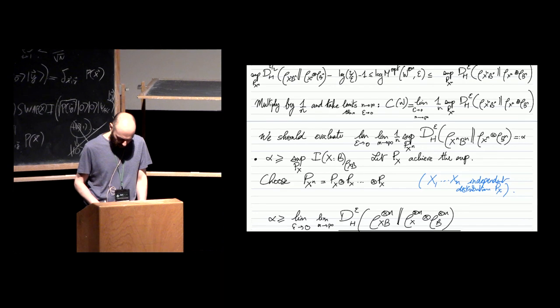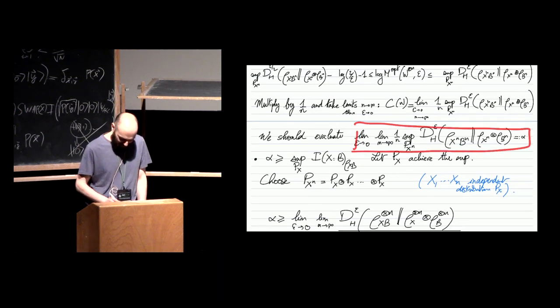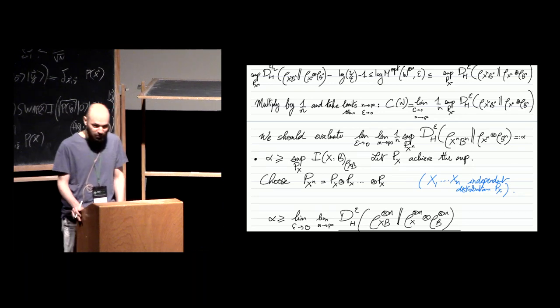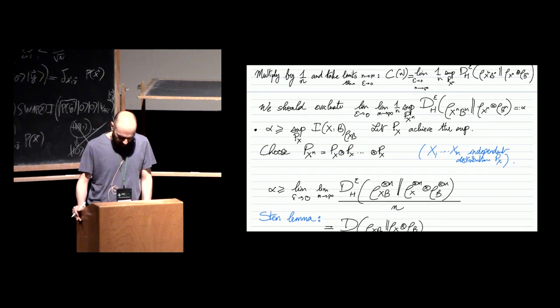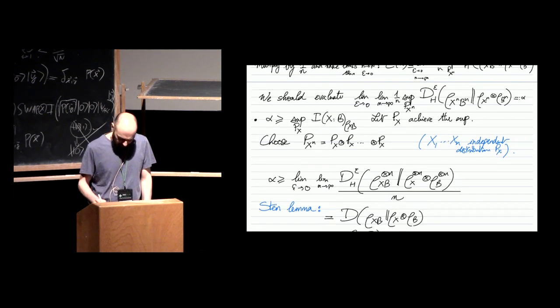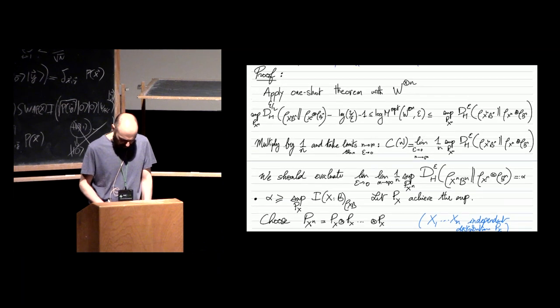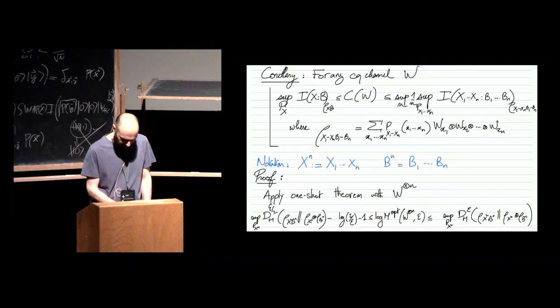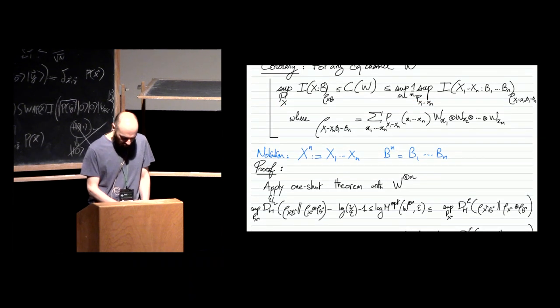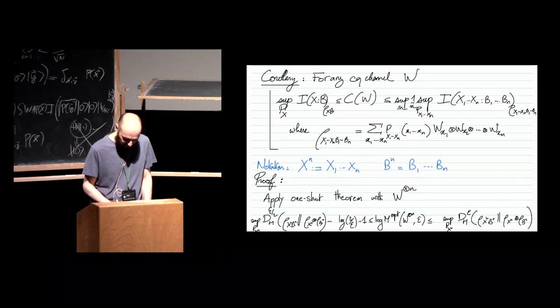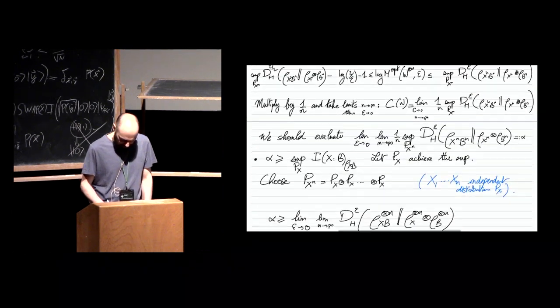The question is, this expression is not what we want. We want an expression which is simple to compute, with simple properties of the channel. So in this corollary, I stated a lower bound and an upper bound. The lower bound on the capacity looks simple. It doesn't involve any limits.